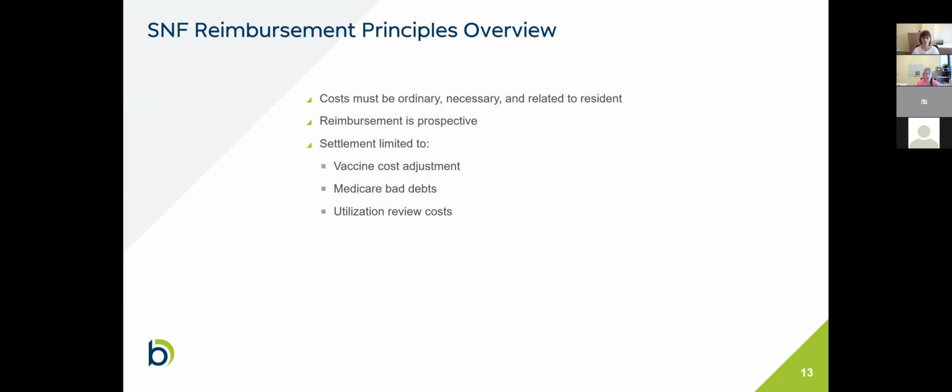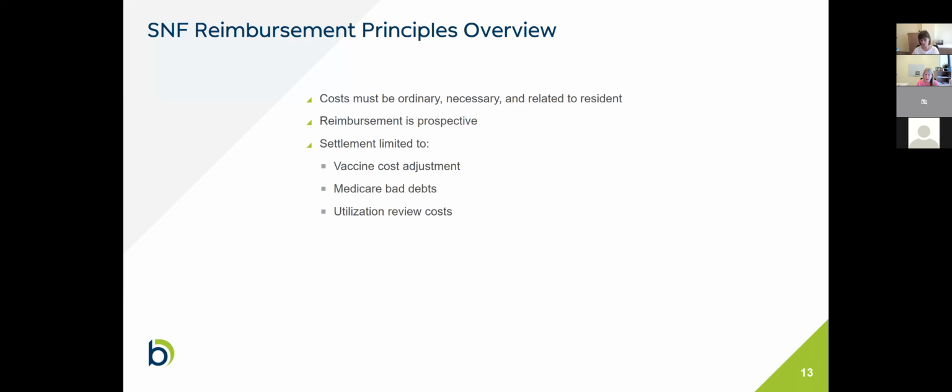So for you, your settlement on a cost report is really limited to three things. The first is vaccines. So you do get a settlement for the cost of vaccines. You can receive a settlement for that if they're not reimbursed by others. You also, and this is the biggest one for most skilled nursing facilities, can receive a reimbursement for Medicare bad debts.